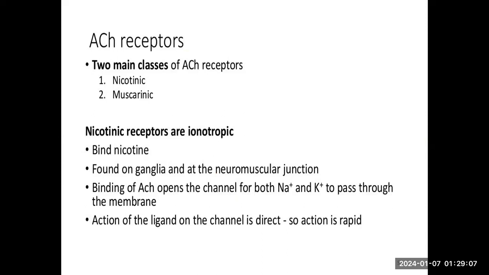Acetylcholine receptors: there are two main classes, nicotinic and muscarinic. Nicotinic receptors are ionotropic, bind nicotine, and are found in ganglia and at the neuromuscular junctions. Binding of acetylcholine opens the channel for both sodium and potassium to pass through the membrane. Action of the ligand on the channel is direct, so action is rapid.